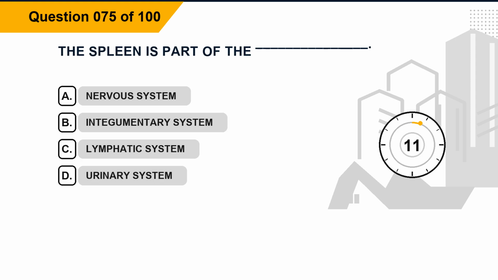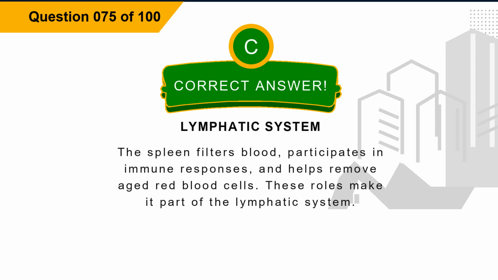Question 75. The spleen is part of the blank. Option A. Nervous system. Option B, integumentary system. Option C, lymphatic system. Option D, urinary system. The correct answer is option C, lymphatic system. Explanation: the spleen filters blood, participates in immune responses, and helps remove aged red blood cells. These roles make it part of the lymphatic system.